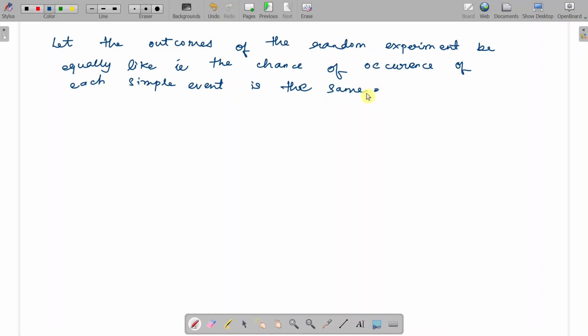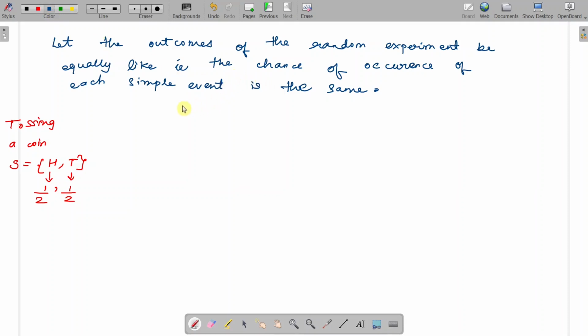So if you look at one example, that is tossing a coin. What is the sample space? It is head and tail, right? What is the probability of occurrence of head? It is half, 1 by 2. Also the probability of occurrence of tail is half. So you can see that the outcomes in this experiment, H and T, are equally likely because their probability is the same. In the same way you can generalize this.